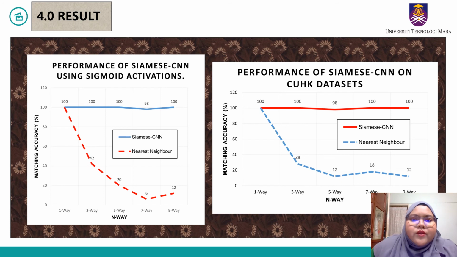Okay, by referring to the figure above, the result demonstrates that by using the proposed Siamese-CNN with sigmoid activation function, the accuracy for the learning performance for the one-shot task is most accurate as compared to the nearest neighbor. Based on the right side result, it proved that the proposed Siamese-CNN with sigmoid activation function produced a high performance for one-shot learning as compared to the nearest neighbor, as the system was tested on real sketch and photo images.